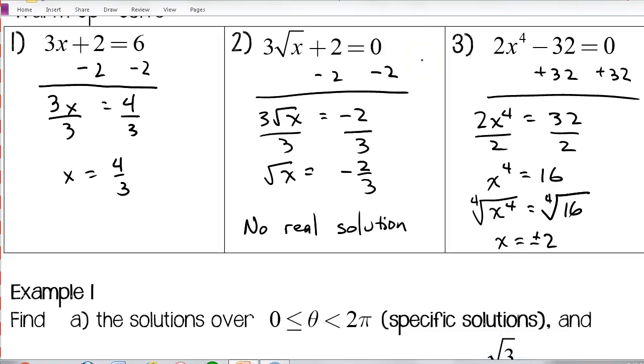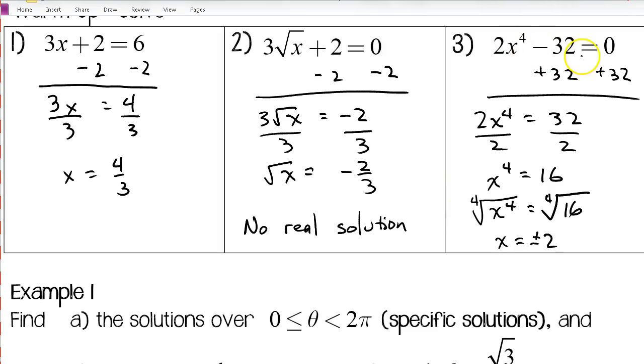The only thing here is we end up with the square root of x is equal to -2/3, and there's no way to take a square root of a number and get a negative number. We could do it with imaginary numbers, but not with real numbers, so we would have no real solution here.